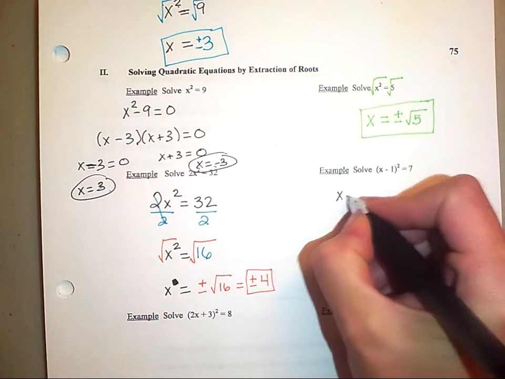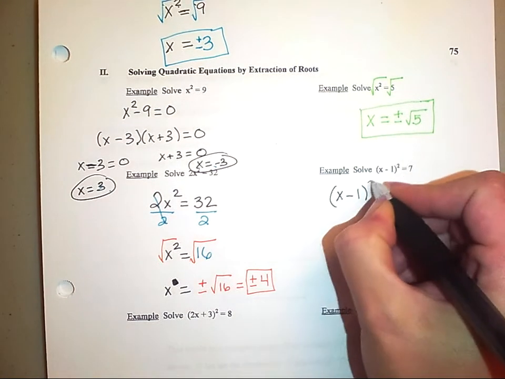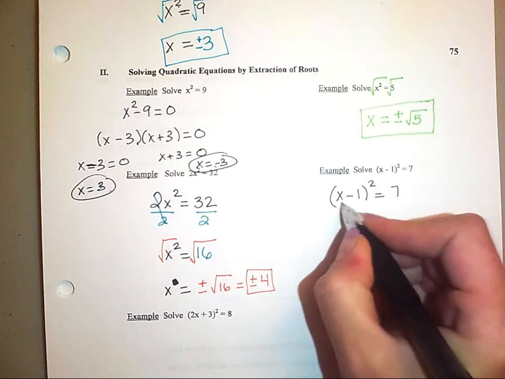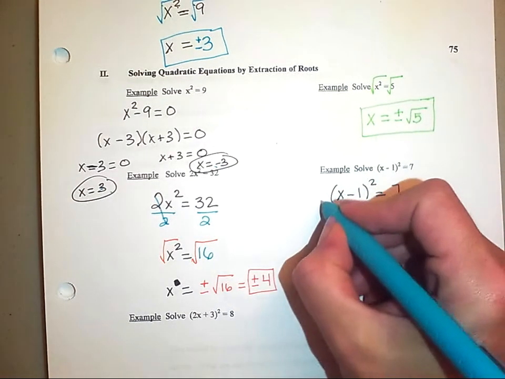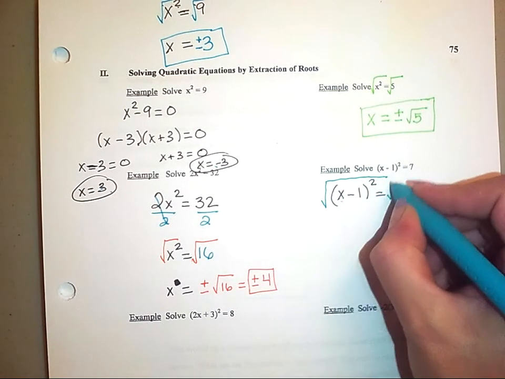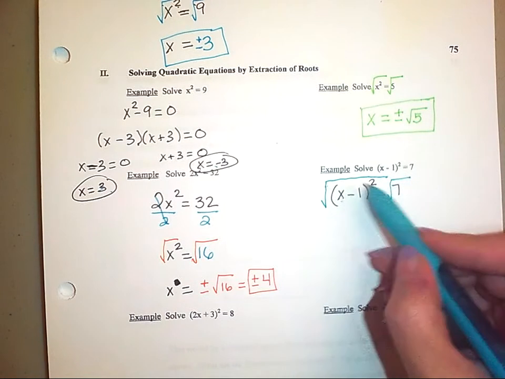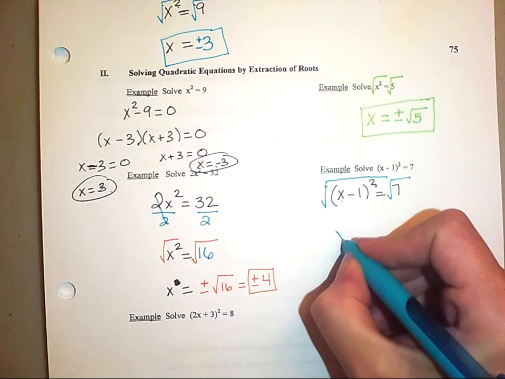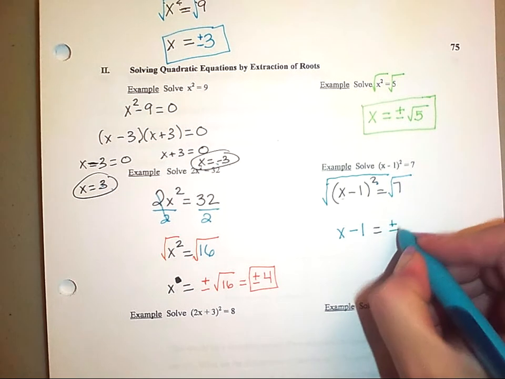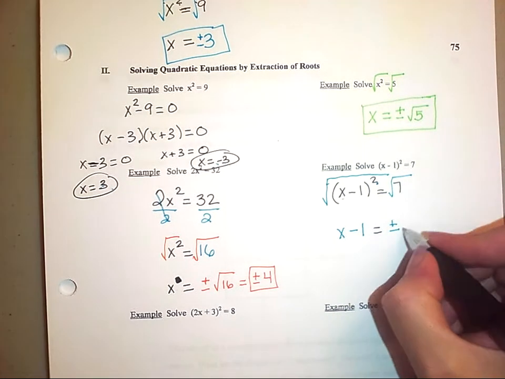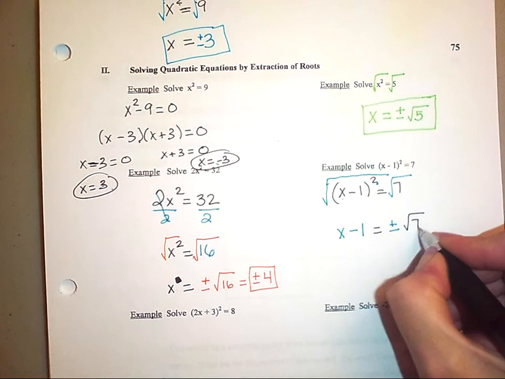So if we have the quantity x minus 1 squared, this is a quantity, there's something inside of here, it's not just x, we can still use the square root to solve this. I could take the square root of both sides. Now the square root of the squaring will simply leave x minus 1, that quantity. But that has to be equal to, and don't forget about this, plus or minus, and the square root of 7 doesn't reduce, so we'll just leave it as plus or minus the square root of 7.